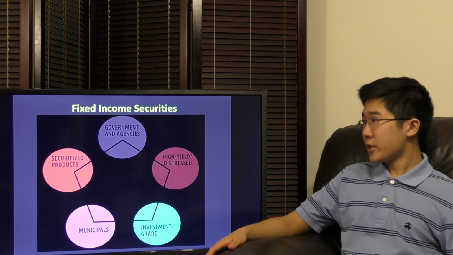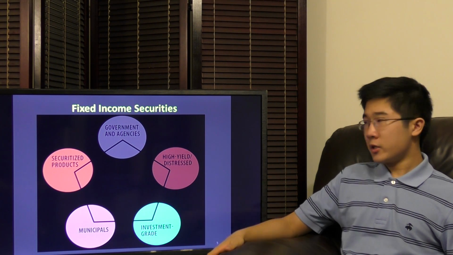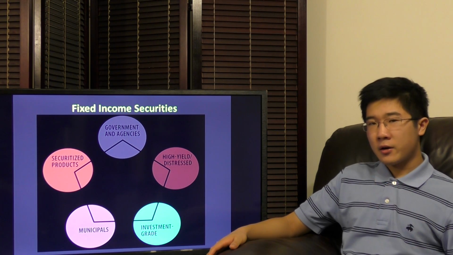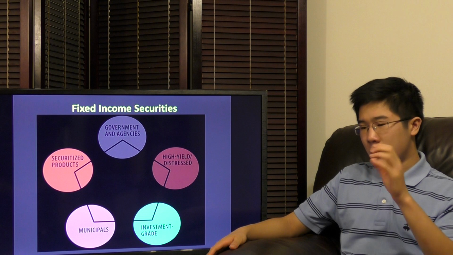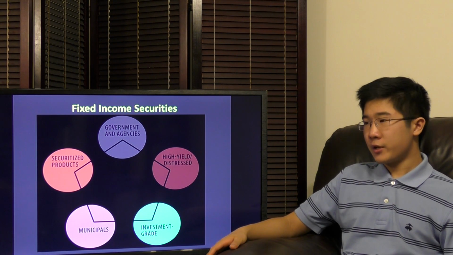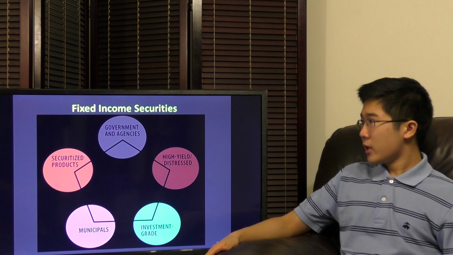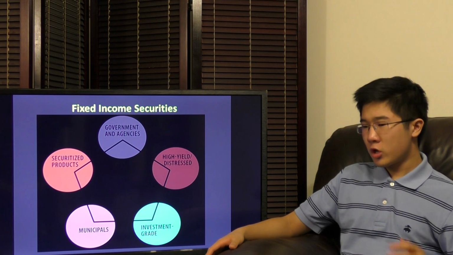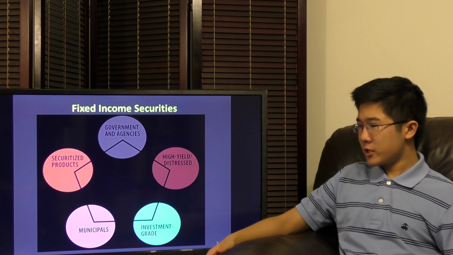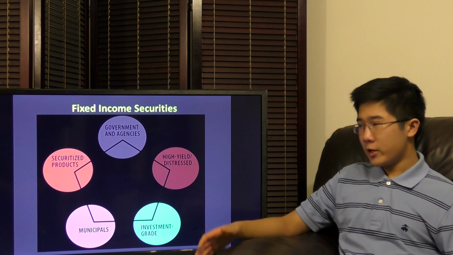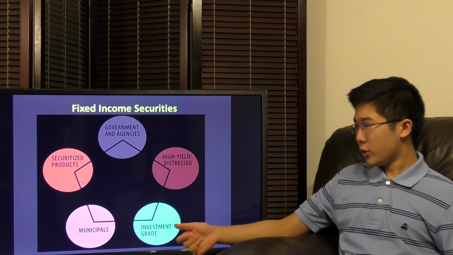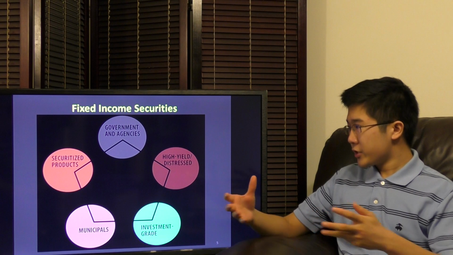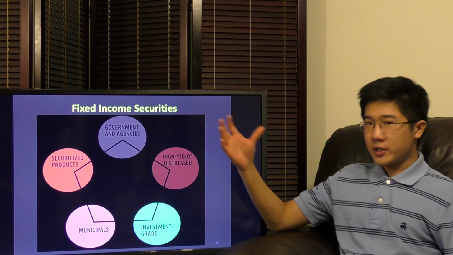After that is fixed income securities, which is often the largest market here. Fixed income securities are basically what their name describes. They're securities with a fixed, or not necessarily guaranteed but stable, specific amount of return on a certain basis. Most commonly we think about treasury bonds, government bonds, and agency bonds. Of course, there are also junk bonds, or high yield and distressed bonds, investment grade bonds, municipal bonds, and other securitized products, and all of this together is fixed income securities.